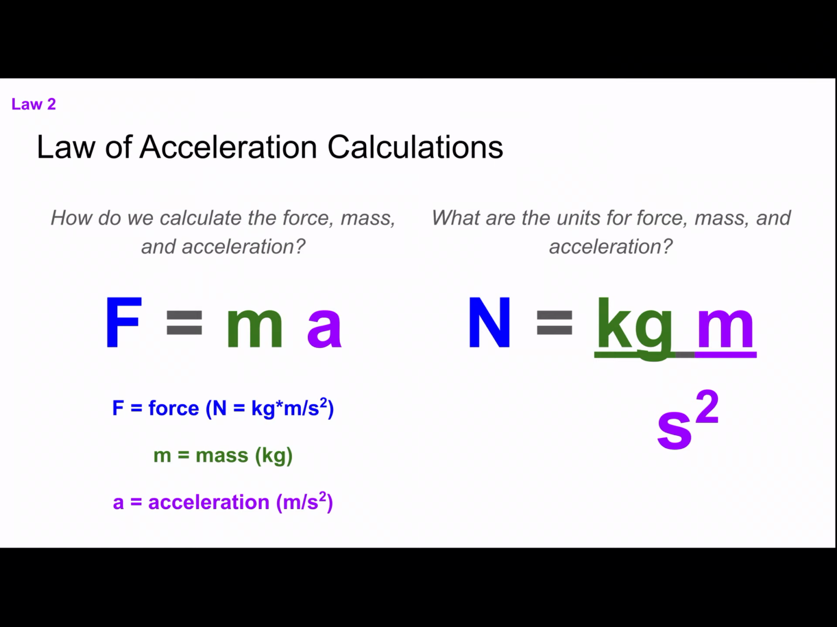All right, now let's get into the calculations. So whenever you're calculating force, mass, or acceleration with Newton's second law, this is the formula that you guys will use. F equals ma. And the units that are applied to each of those are shown, and that's actually why 1 Newton is equal to a kilogram times meters per second squared, because a Newton, or force, is calculated by multiplying mass by acceleration.